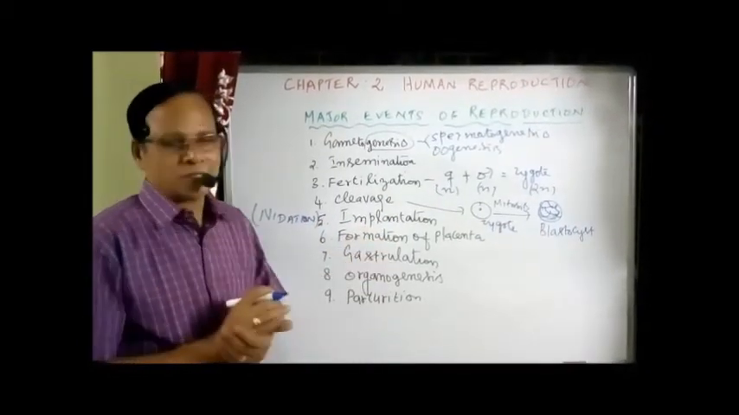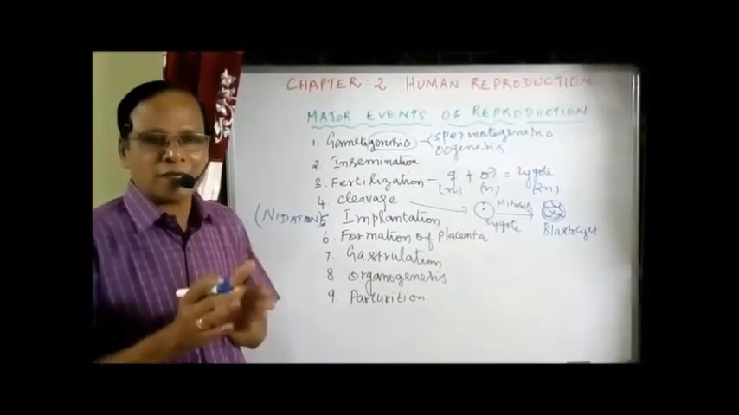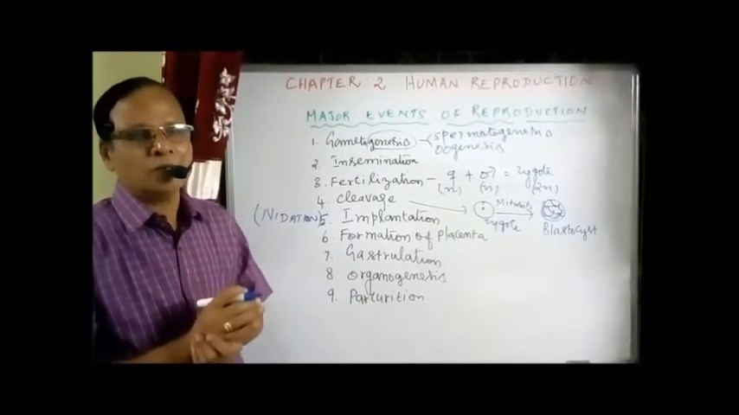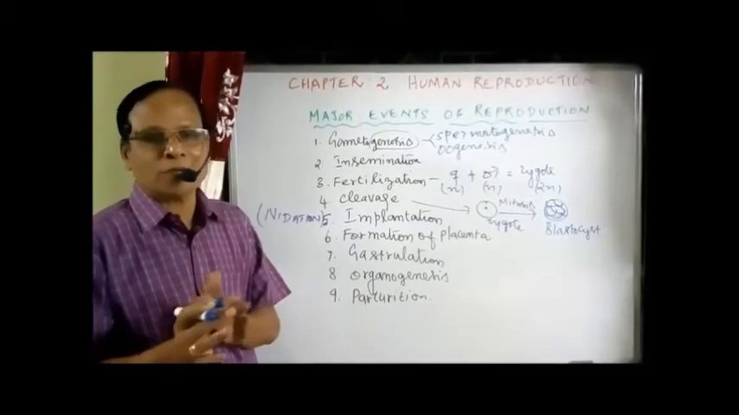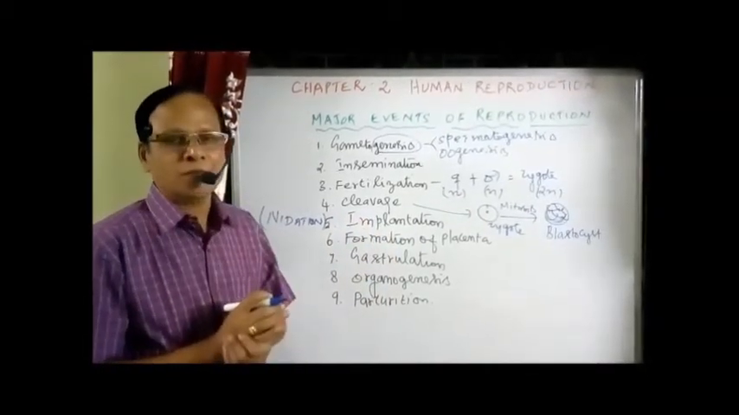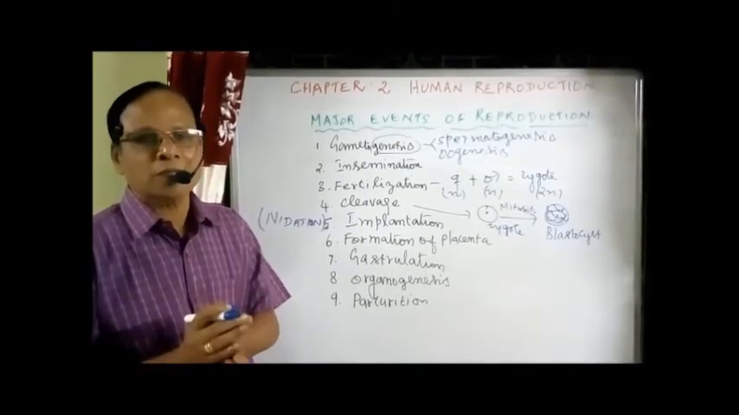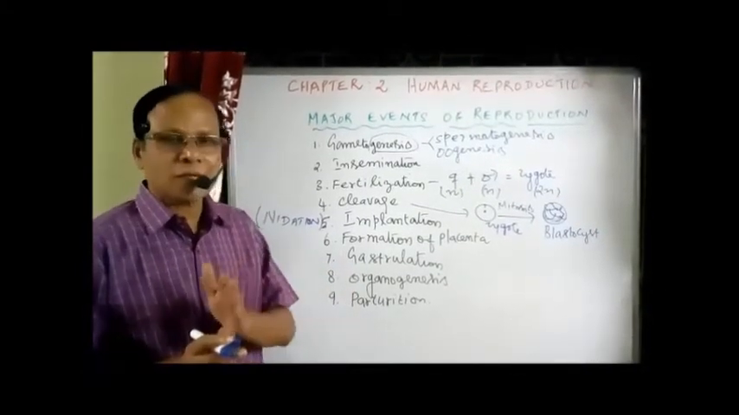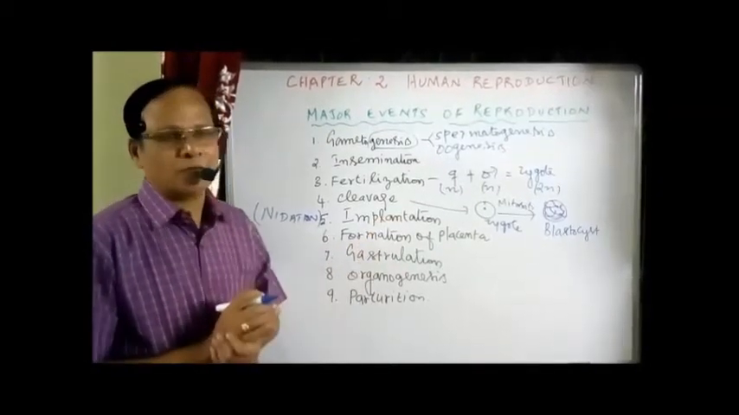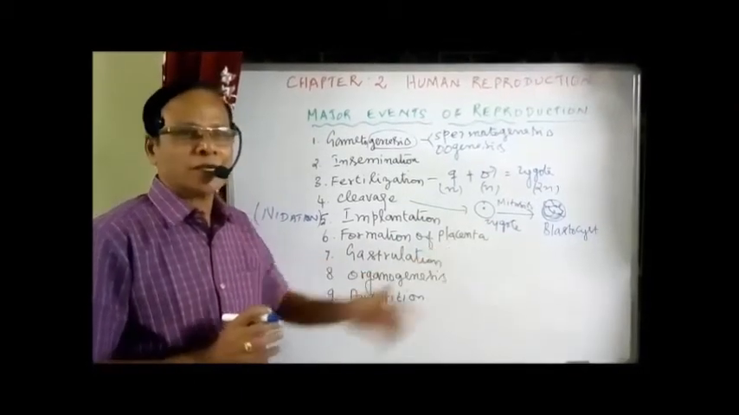Then formation of placenta. It is a vascular structure that connects the developing fetus with the uterine wall of the mother for exchange of nutrients between the mother and the fetus. So placenta is a vascular structure that normally connects the fetus and the uterine wall of the mother. The main function is exchange of nutrients and gases. Okay, that's about the formation of placenta. Once formed, it also acts as an endocrine gland.